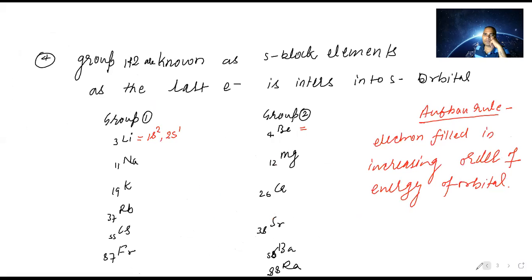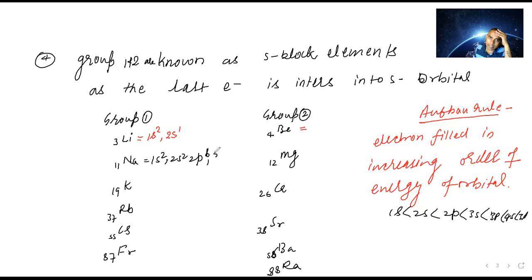So S orbital 2 electrons, P orbital 6 electrons, D orbital 10, F 14. Now let's go. We already know the order: 1s, then 2s, then 2p, then 3s, 3p, then 4s, then 3d. Now let us fill: lithium is 1s2, 2s1. Sodium is 1s2, 2s2, 2p6, and 3s1. Inside it is the same, and here it will be 4s1.